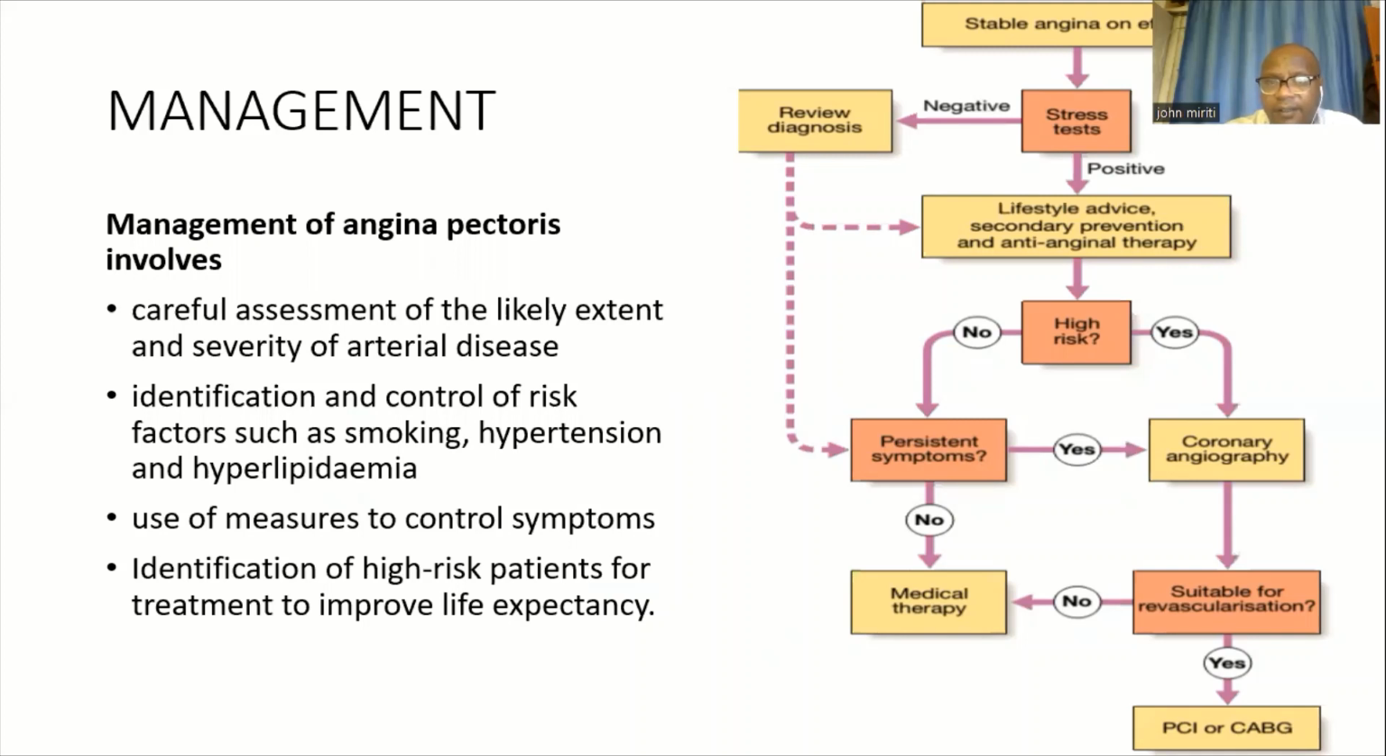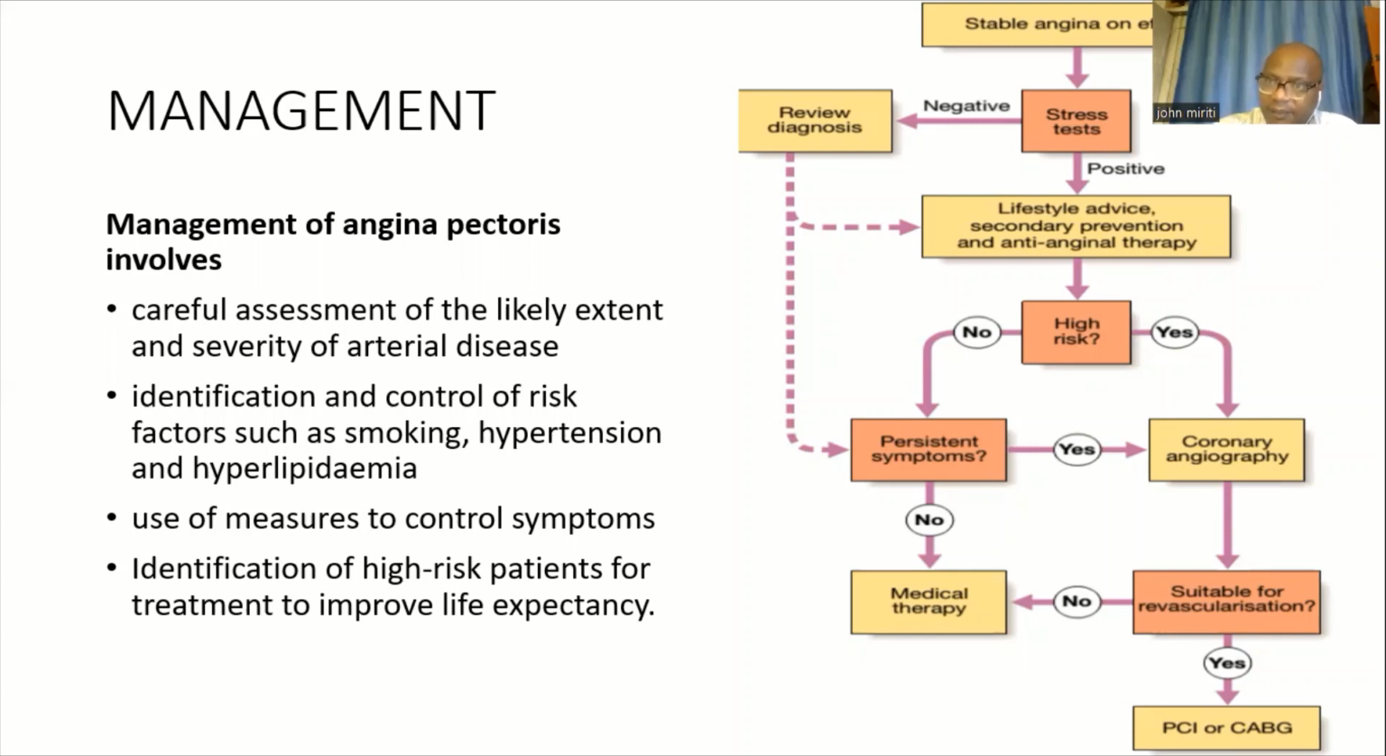It is a stepwise type of management in this type of patient. So, for stable angina on effort, you do a stress test. If the stress test is negative, then you have to review your diagnosis and start looking for other causes of this problem. You have to think wider. But if the stress test is positive, you modify the lifestyle of this patient. You advise them on lifestyle. Then you also do secondary prevention.